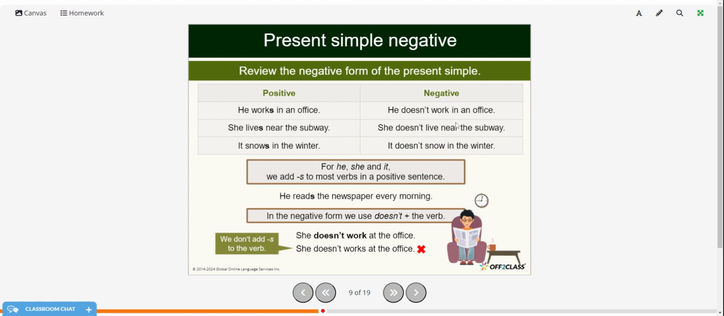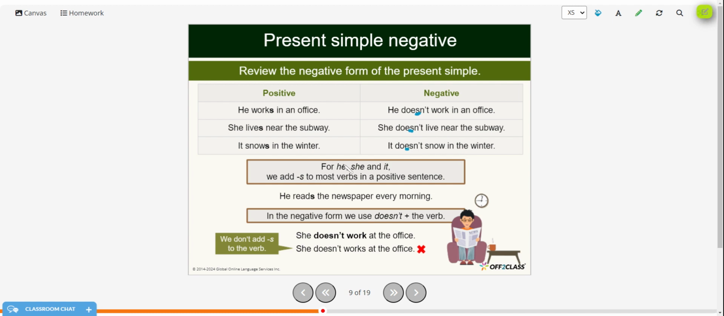Now on the negative side, we use the word doesn't. He doesn't work in an office. She doesn't live near the subway. It doesn't snow in the winter. So if you notice here, the subjects are he, she, and it, but there's no S on the verb. The reason is we have the S in the word doesn't.